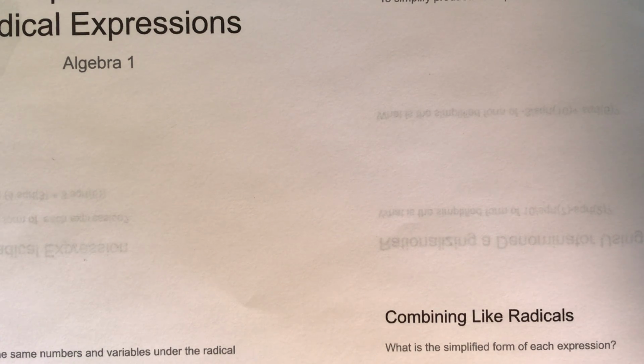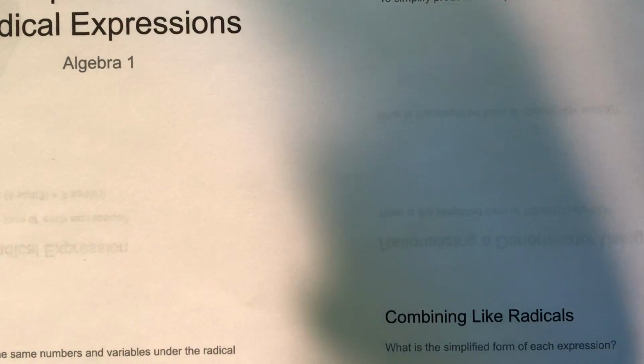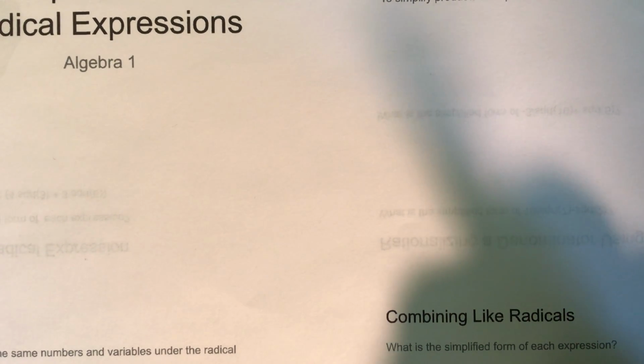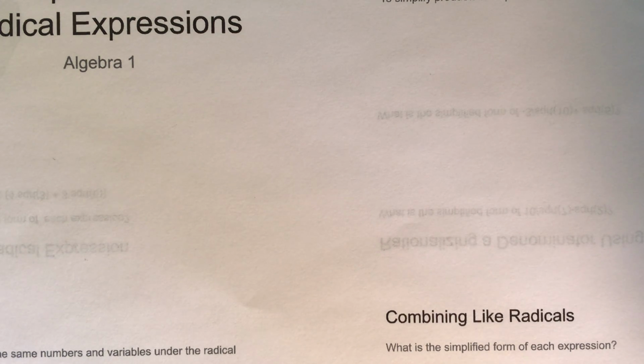combining like radicals. So we have 7 square root 2 minus 8 square root 2. Now, first thing you want to see, do we have like radicals? Well, yes, in this case we do have like radicals. So then we can add and subtract. So this one should end up giving us negative 1 square root 2.